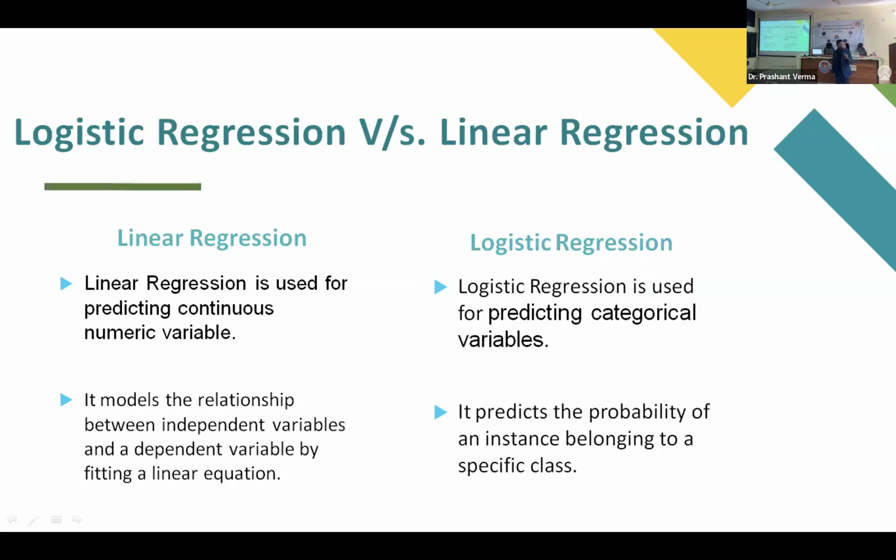So if you make a scatter plot in case of the linear regression, when your outcome variable is continuous, you will see a different picture. If you try to fit that in the logistic regression, you will have a different picture. So what will happen?